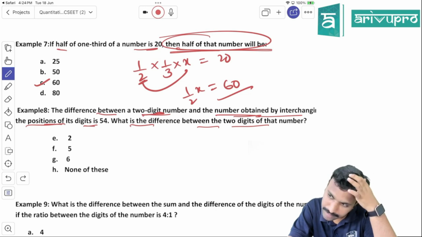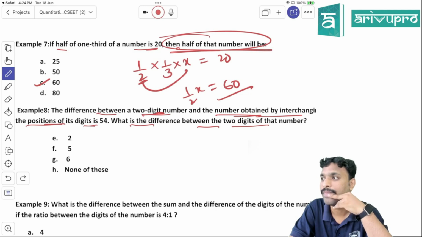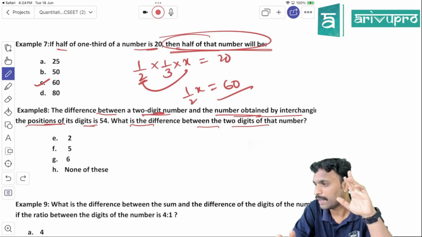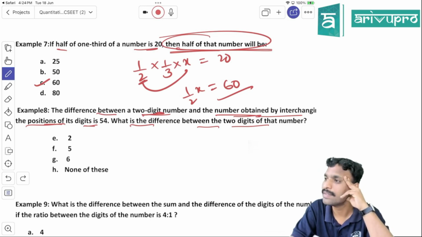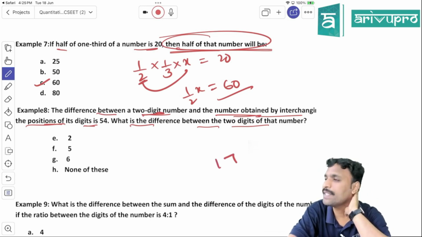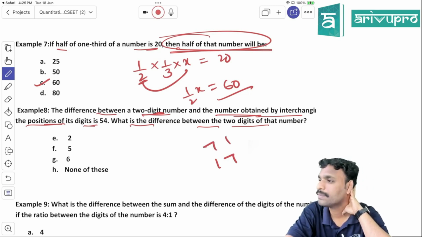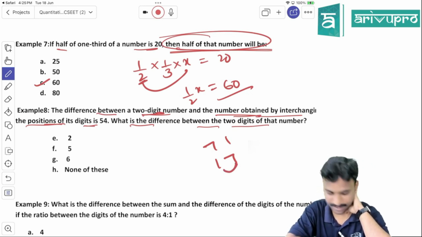Try a 2-digit number. You have to interchange the 2 digits. Tell me a 2-digit number first of all, then we will interchange and take the difference. Try now. 17. Interchange 17. 71. Take the difference. How much is the difference? 54. What is the difference between these 2 digits in the number? 6. The answer is what?